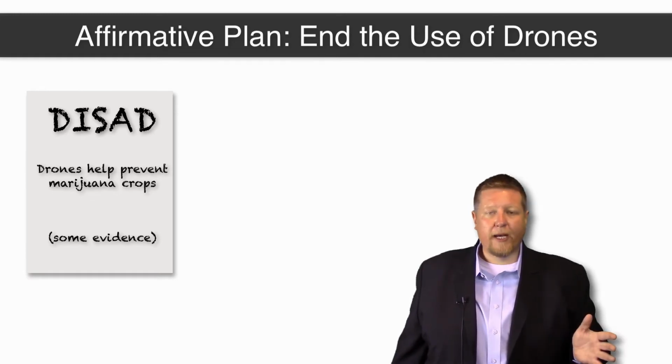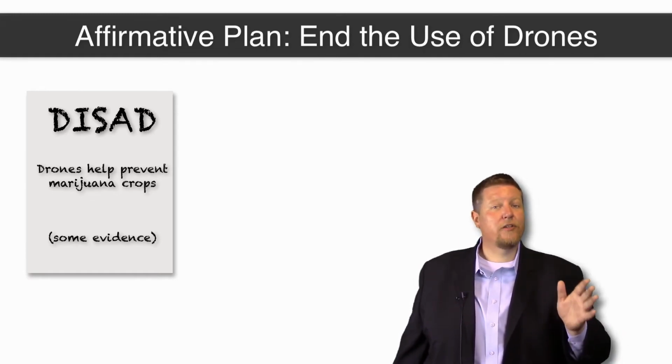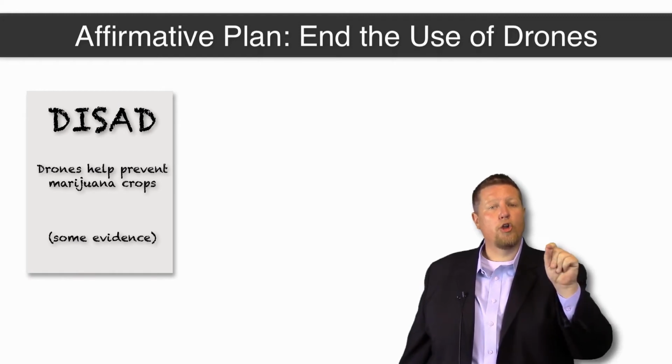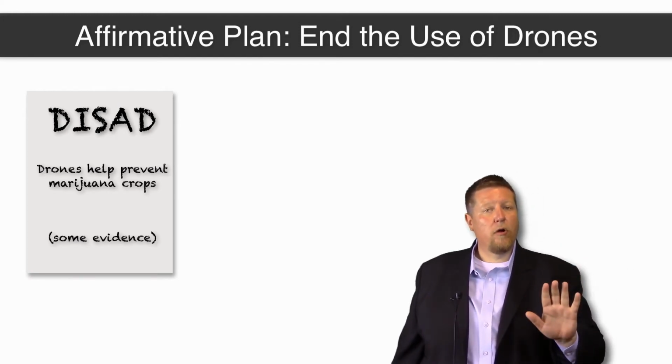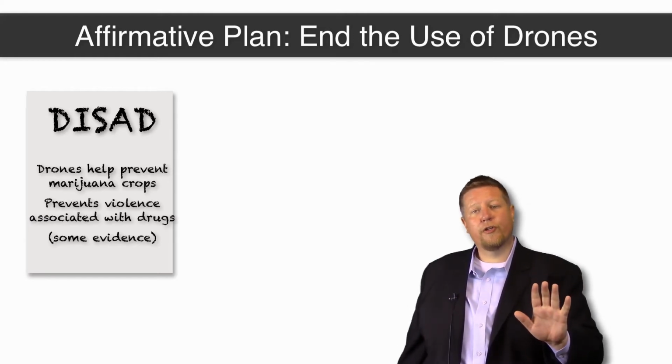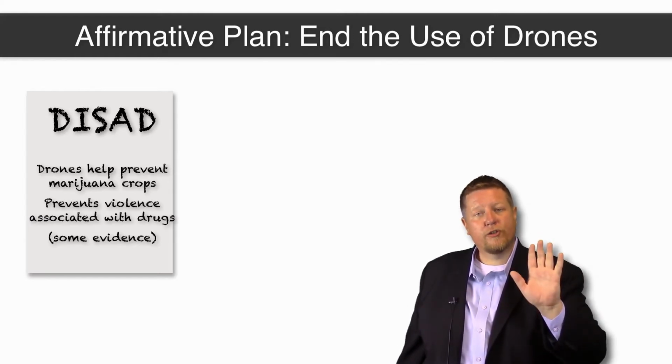You knew you'd be debating drones at some point, so you created a disadvantage that showed how drones are uniquely able to gather surveillance of illegal marijuana production. And without drones, the violence and criminal association with the illegal drug trade would skyrocket.